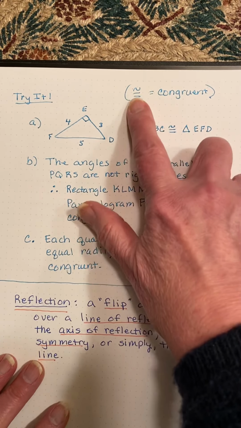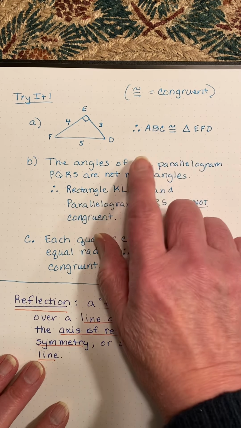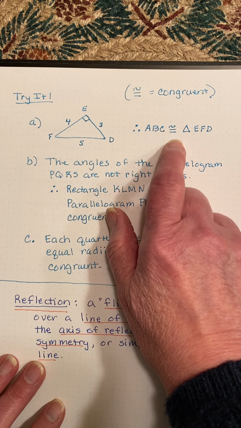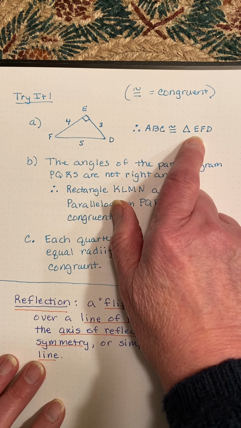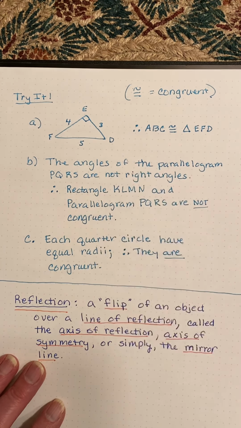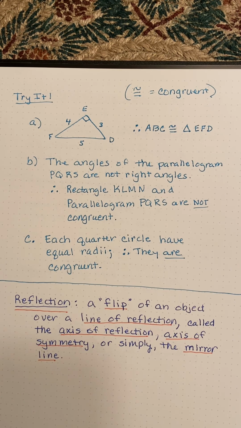So this symbol right here means congruent. So I would say ABC, which is the first triangle, is congruent to triangle EFD. I left off the triangle sign probably because I had the therefore and just simply forgot it. I should have included it to be complete.